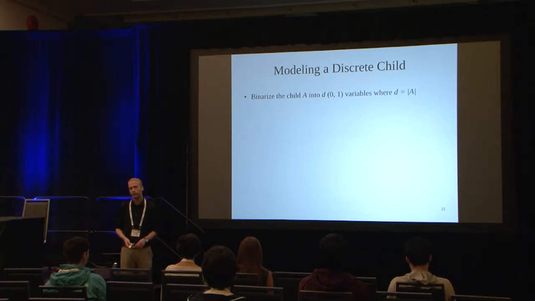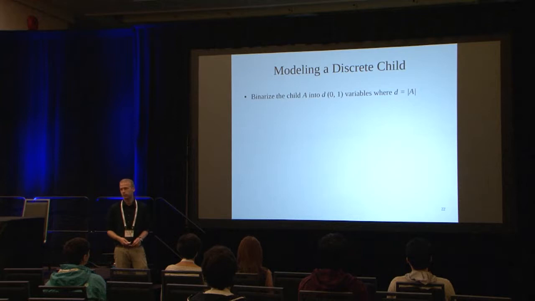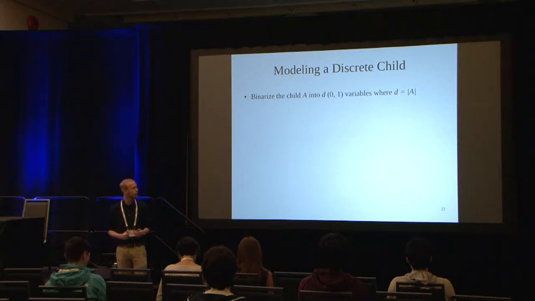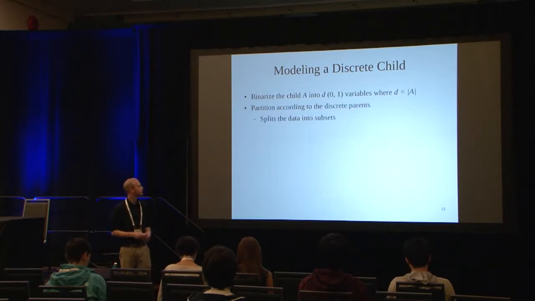For the discrete child case, we're going to do something pretty similar, but we're going to start off by creating d binary variables of the child, where d is the number of categories the child takes. The idea here is we're going to have a one-hot representation of the child, where there's a variable for each category, and it's going to be 1 if the category is true and 0 if the category is false.